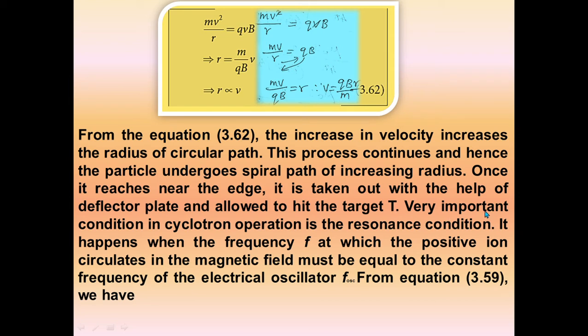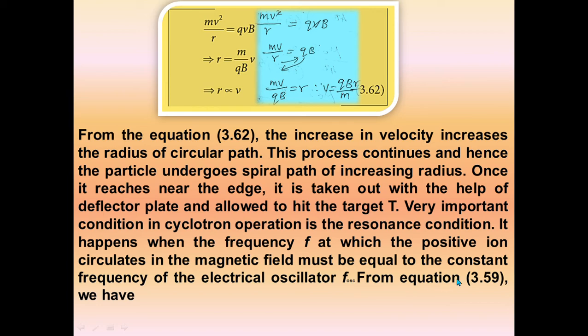A very important condition in cyclotron operation is the resonance condition. That means the same frequency; we should maintain the same frequency. It happens when the frequency f at which the positive ion circulates in the magnetic field must be equal to the constant frequency of the electrical oscillator, F oscillator.